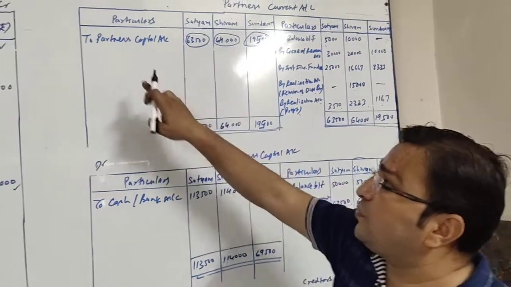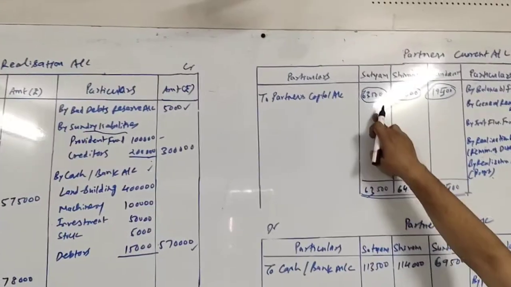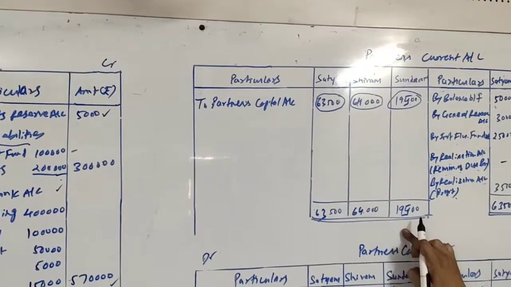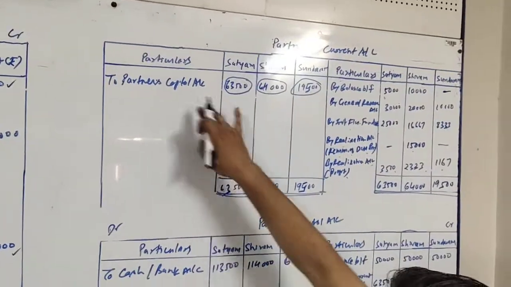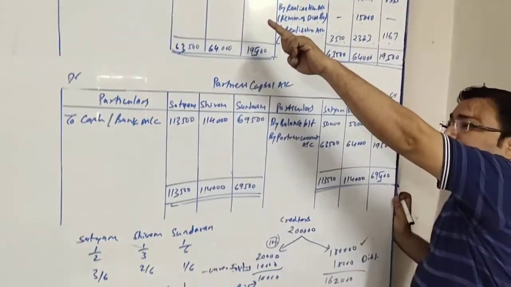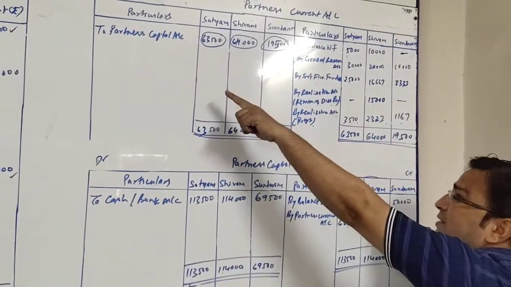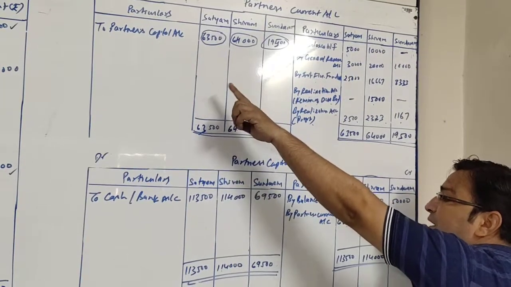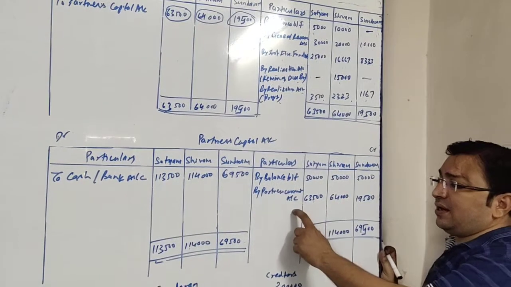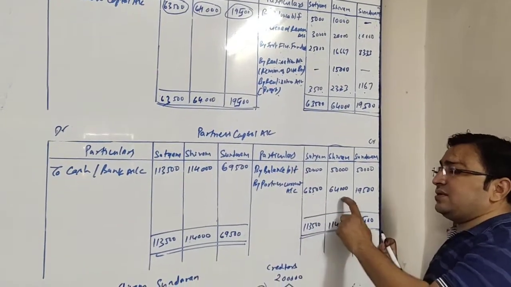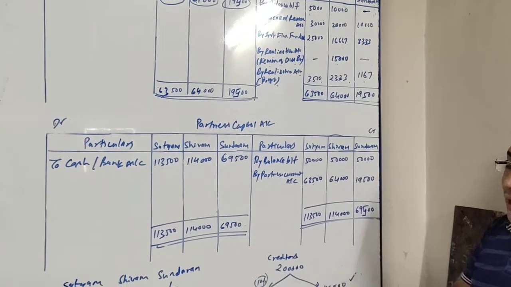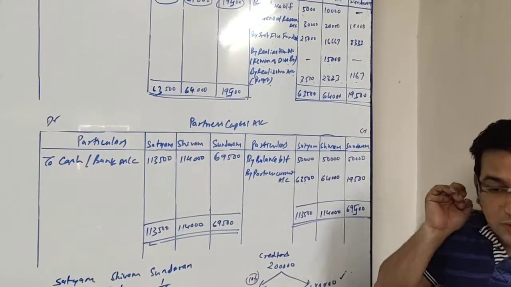All these 3 totals will be transferred to the partner's capital account. So here it is to partner's capital account 63,500, 64,000, 19,500. Okay, and from here it will come to partner's capital. So there it is debited to partners, means it is written that to partner's capital. So from current account to the credit side of partner capital by partner's current account 63,500, 64,000, 19,500. Okay, now our current account is also over.